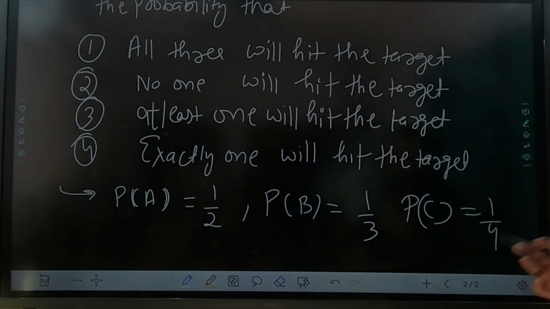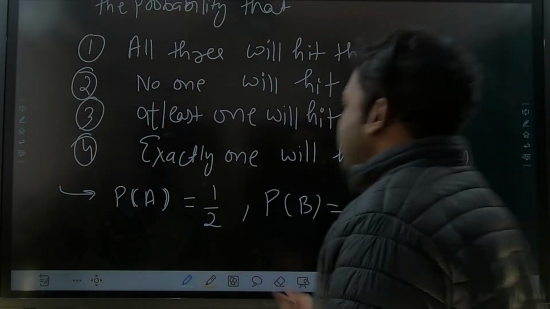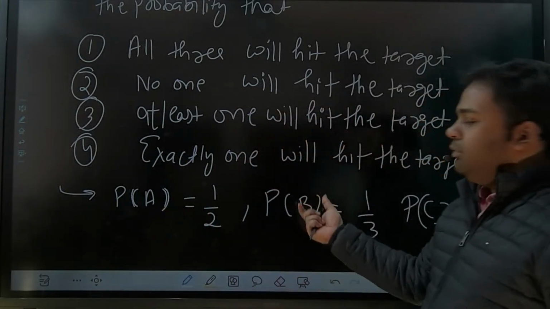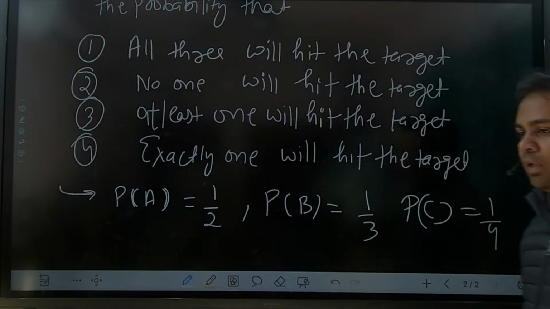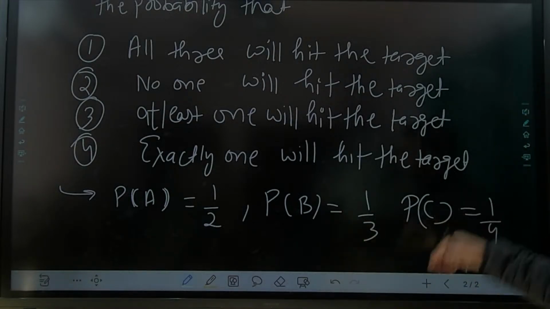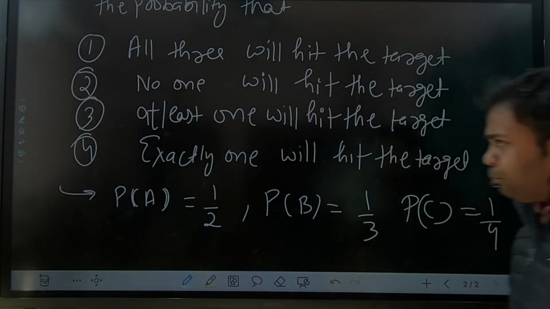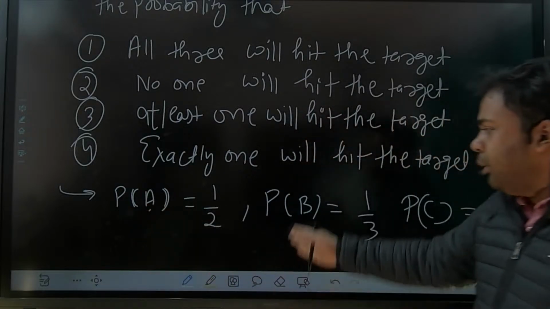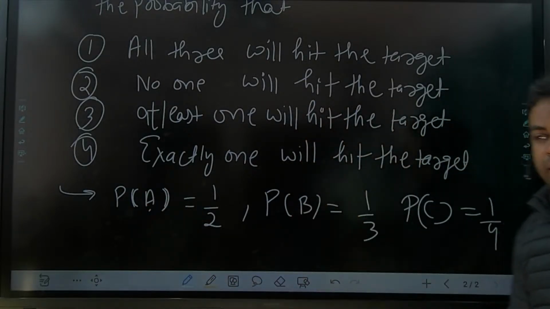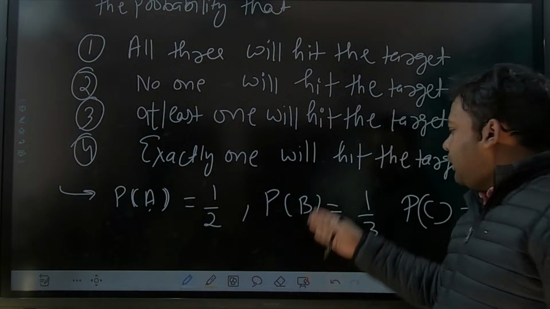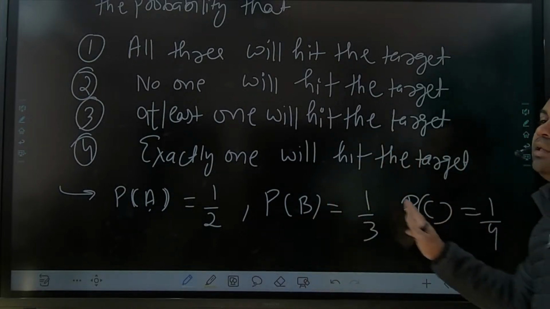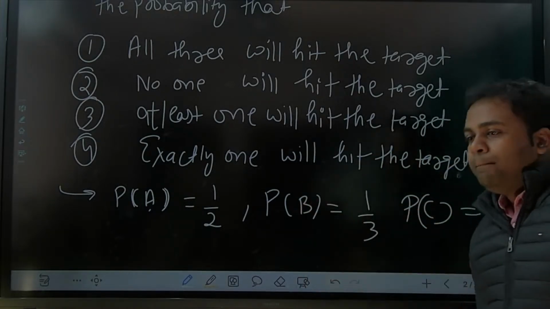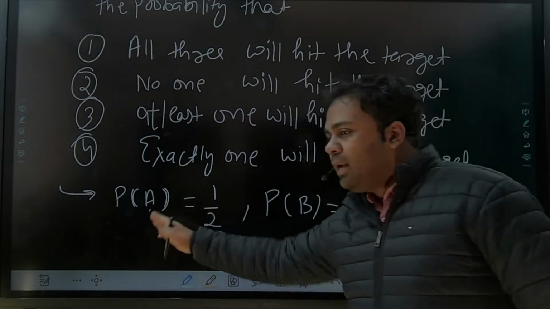Also, hitting the target by each of them are independent events. The skill set this person has is different from the skill set of the B person, and the C person will have a different skill set. So basically, the probability that this person hits the target has nothing to do with the probability of the B person hitting the target. Similarly, the probability of hitting the target by the C person has nothing to do with the probability of the B person hitting the target. So these are independent events.